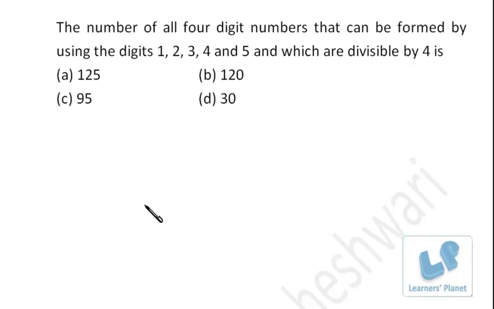Now the next question is the number of all 4-digit numbers that can be formed by using the digits 1, 2, 3, 4 and 5 and which are divisible by 4. Now friends, what's the divisibility test of 4? The last 2 digits should be divisible by 4.